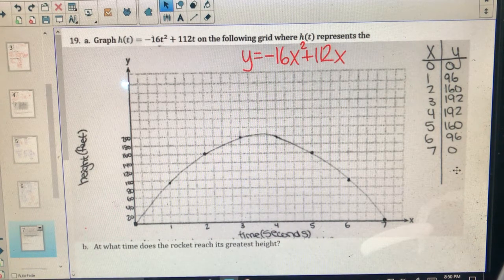Now, on your axes, you're not scaled. So I already have the graph up here. I'm just going to explain to you how I came across my scale. So looking at the table, my x values go from 0 to 7, which means my x-axis needs to be scaled from 0 to 7. And it is. I just went every 4 boxes, counted as one number.